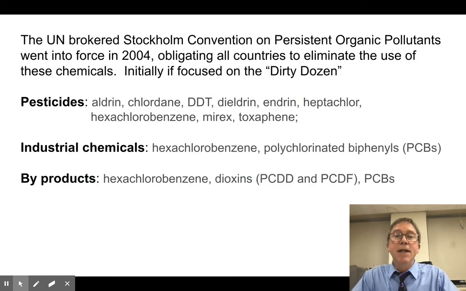Now, the United Nations saw this problem looming, and they decided that they needed to try to do something about it. So, in 2001, they authored a document called the Stockholm Convention on Persistent Organic Pollutants, and it went into effect in 2004. Pretty much every country in the world signed on to it. Among the things it did is it basically said, look, there's this dirty dozen, we'll call them, POPs that nobody's going to use anymore.